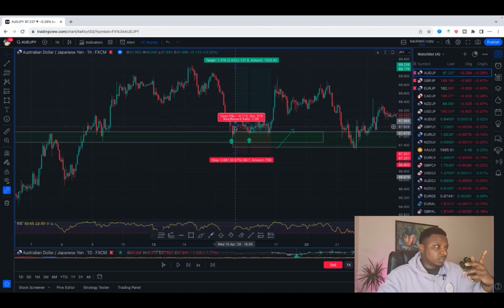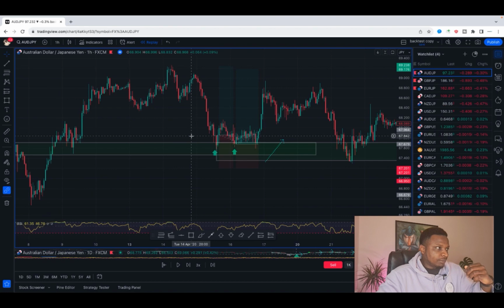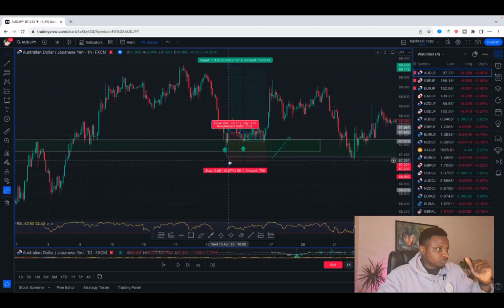So essentially, what I'm trying to say is this is my entry. My entry was right here. And my previous trading style would have had my entry here, my target here, and my target here, and my stops all down here, all the way down here, right? Now let me show you a little tweak.